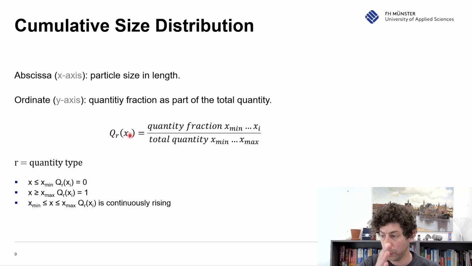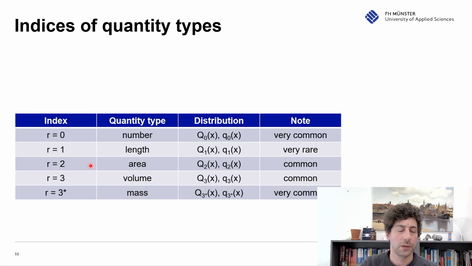i is where I am on my x-axis, right? And this Qr is called the quantity type. Quantity type means there are different ways we can measure the size. And you already saw this in the last video, these equivalent diameters, right? Optical or by settling and so on. And this is what you see in these tables.